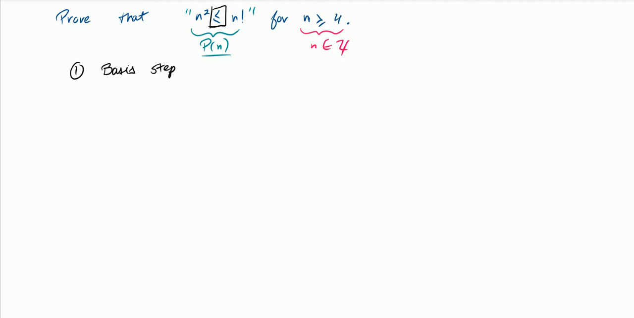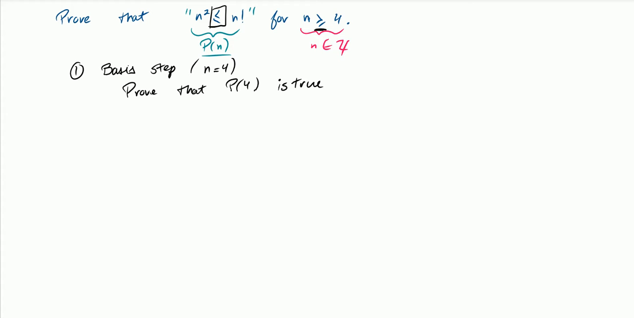So in other words, in this case, my smallest value of n that should work for P is n equals 4, because this is a greater than or equal. So n is at the least 4. So my basis step is n equals 4. And so what I'm trying to do is prove that P4 is true.